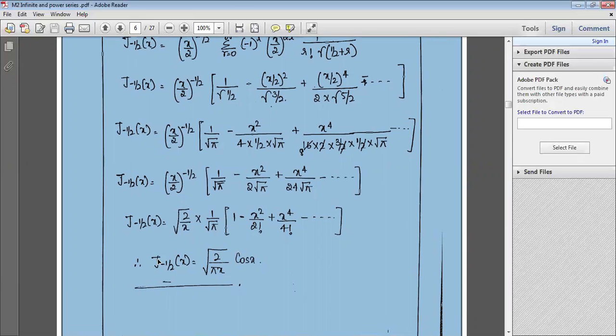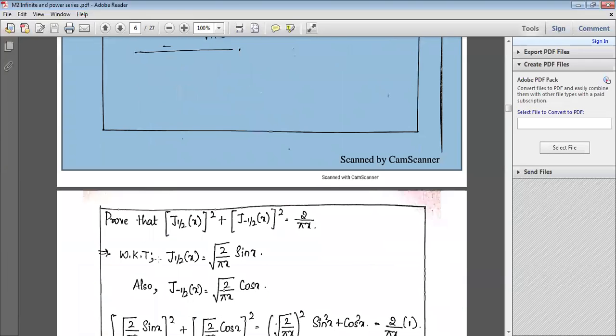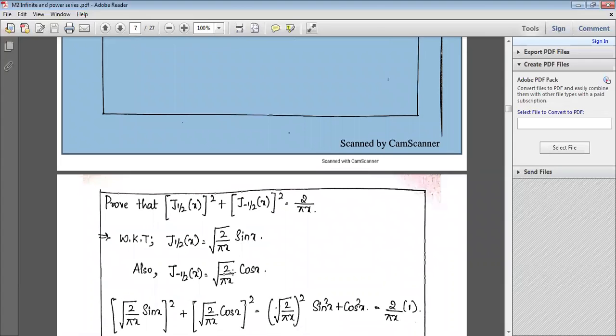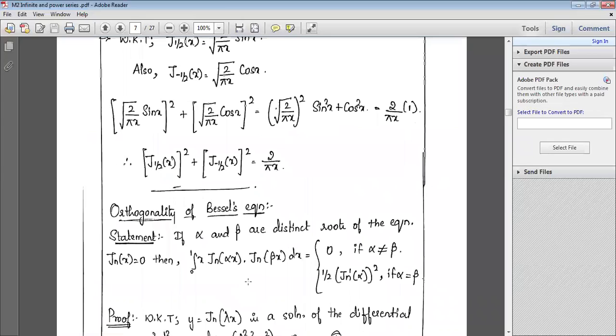Out of these two, they will ask any one of the formulas for derivation. Practice those. This is very easy. Already we have J of x, J minus half of x. Take the square root, sin square x plus cos square x will become 1. You will get the answer.